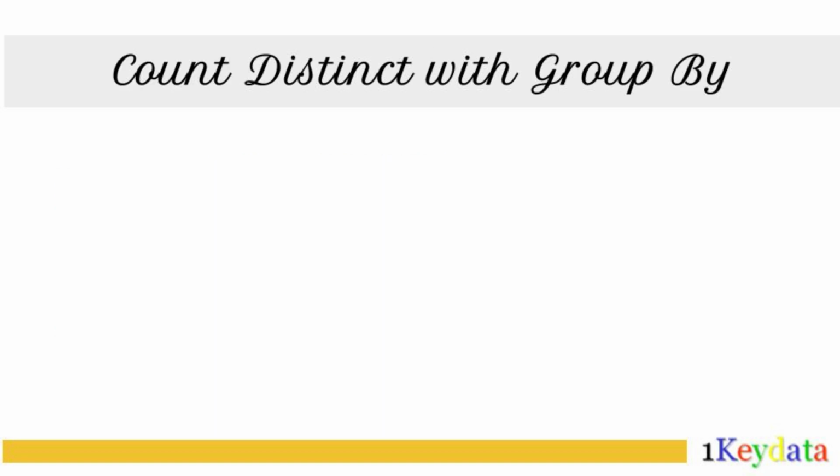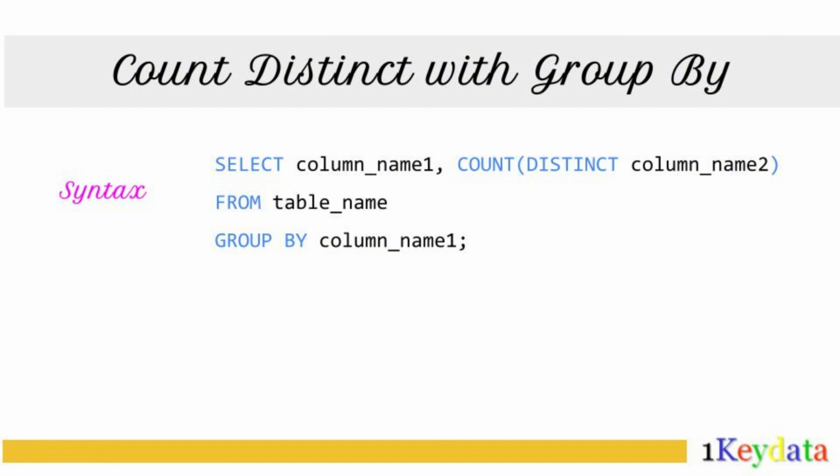You can also combine Count Distinct with Group By to analyze unique values across categories. Here's the syntax. Here, the Group By clause organizes your data by the values in column name 1, and the Count Distinct function counts the unique values in each group.